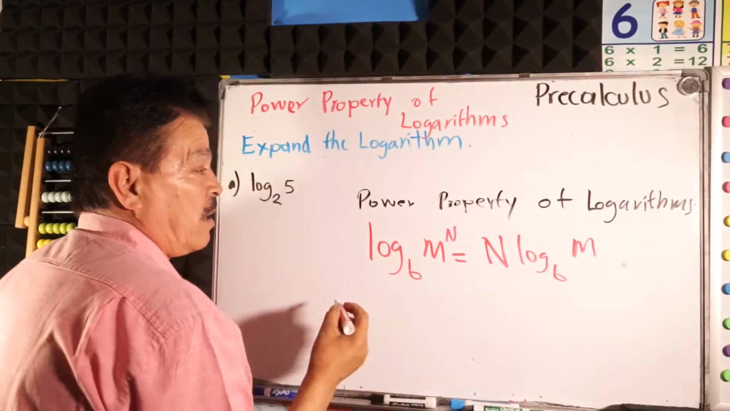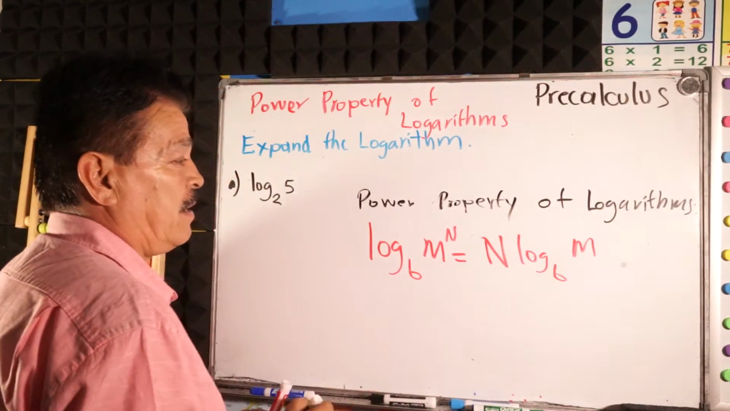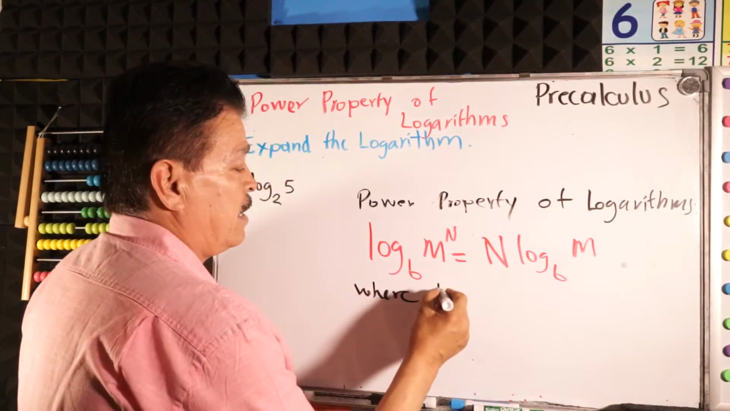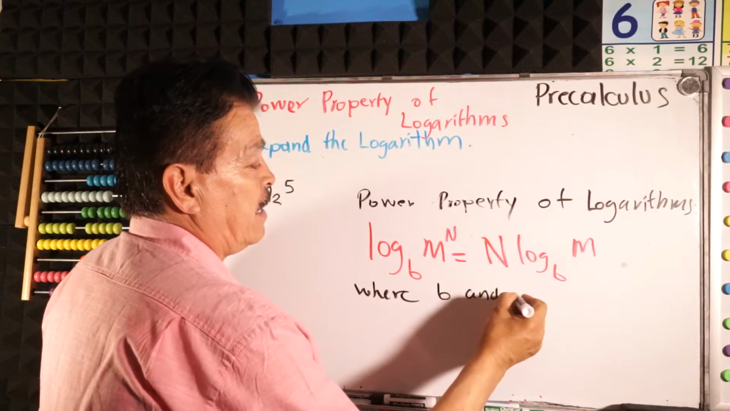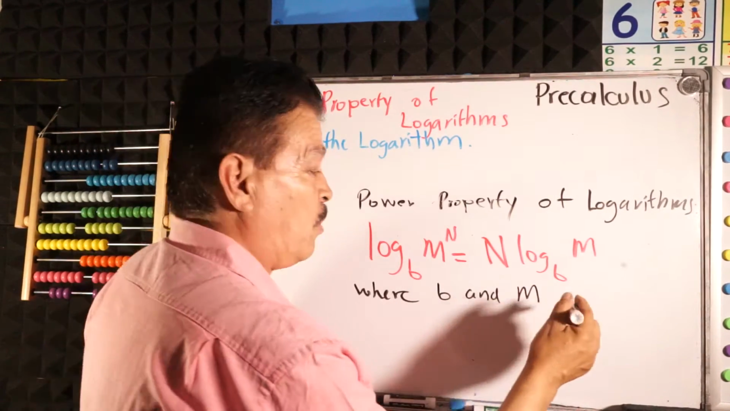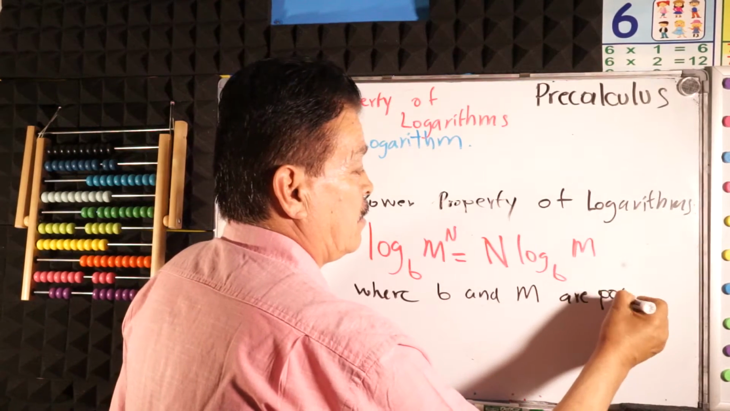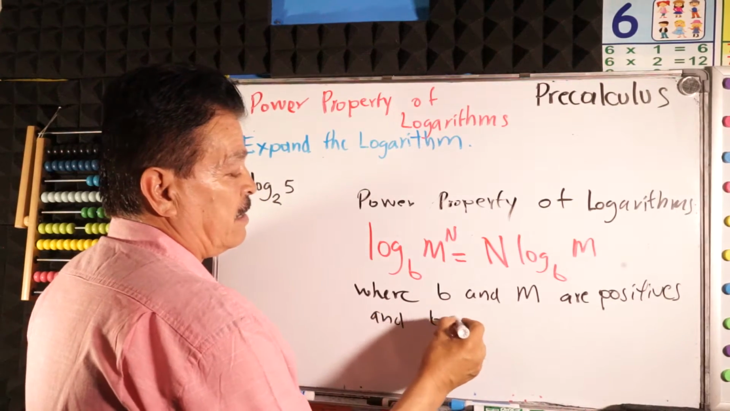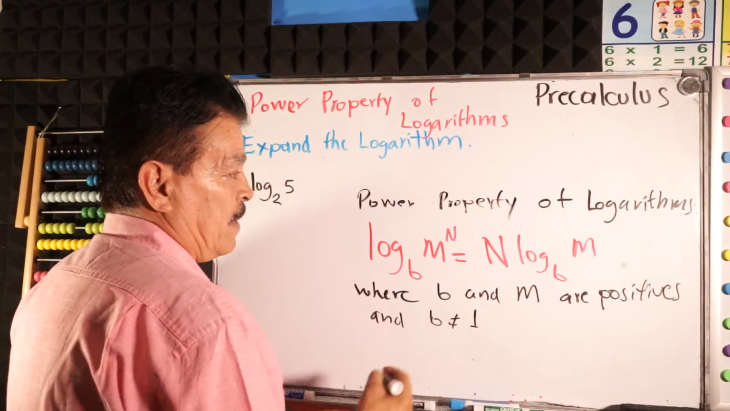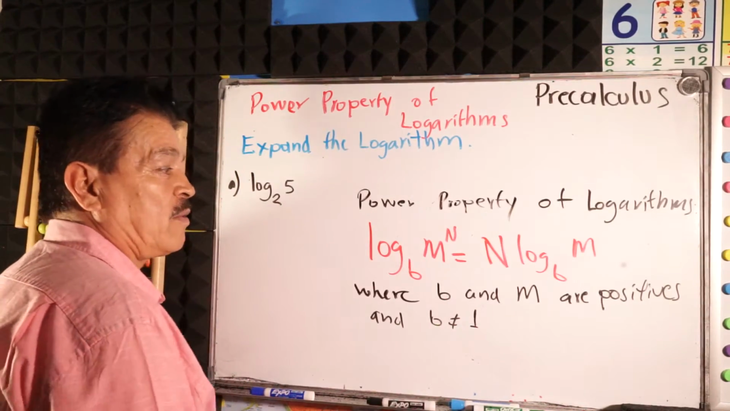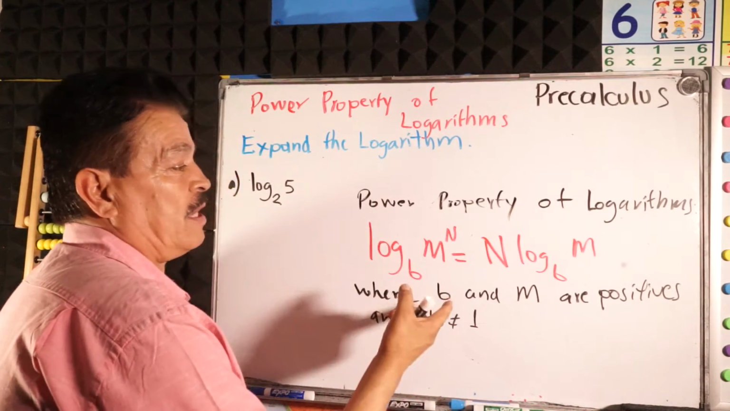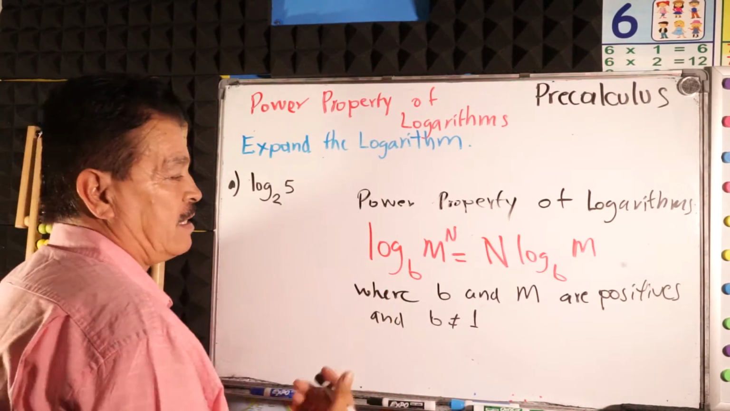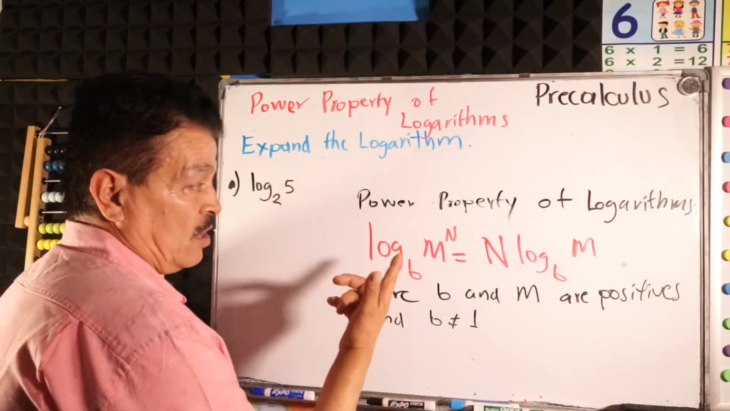This is the rule. Where b and m are positive, and b is different from 1. This is the rule. Very important. You need to keep it in your mind. You need to memorize this rule. Remember, a lot of rules. The last class we had to learn it. So this is one rule.